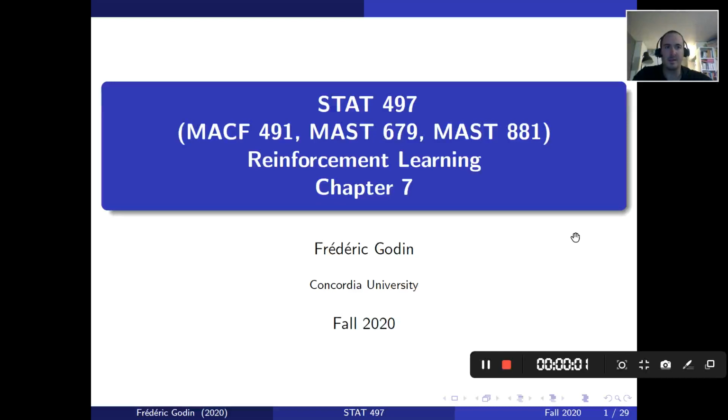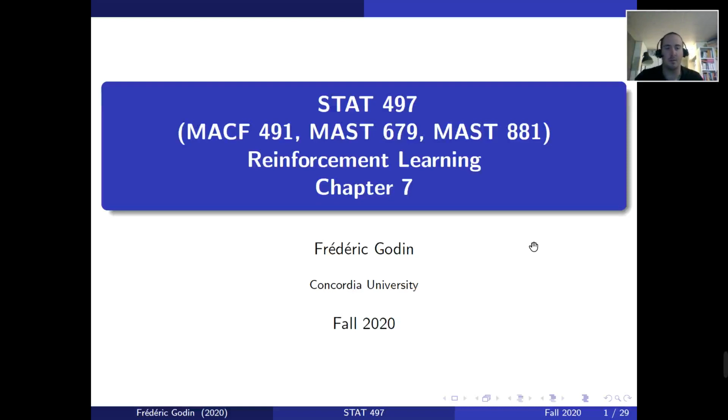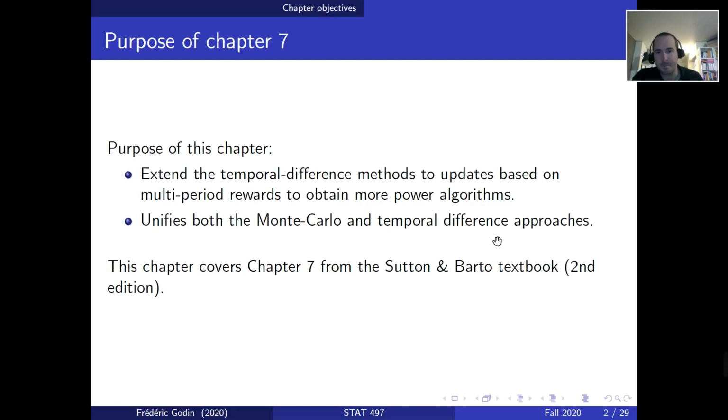Hello everyone, this is the first video for chapter 7 of the reinforcement learning course. In this chapter, we're going to extend the methods seen in the previous chapter, chapter 6, which were temporal difference methods, to make them slightly more general and have a more powerful algorithm which can sometimes provide better performance.